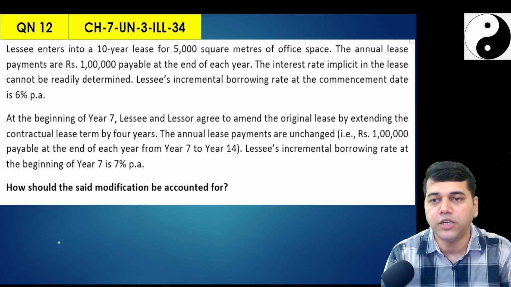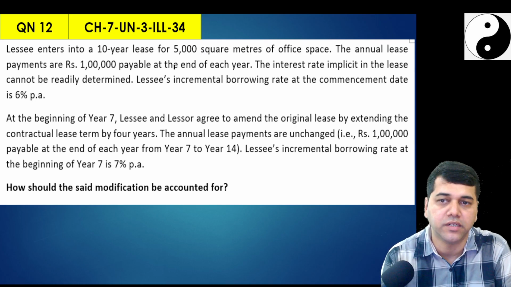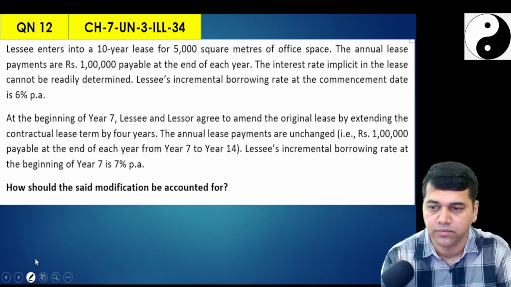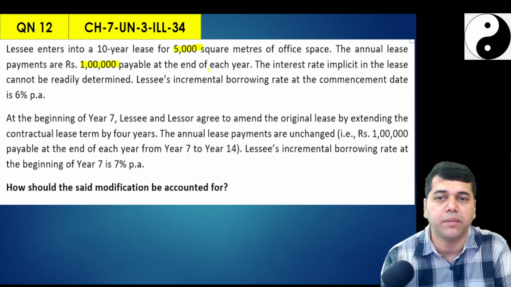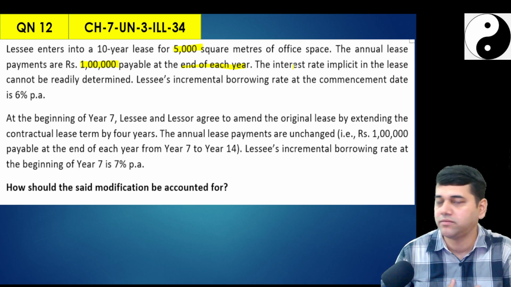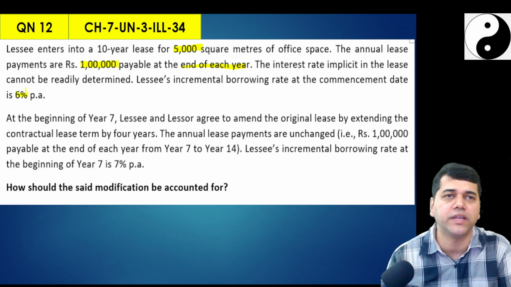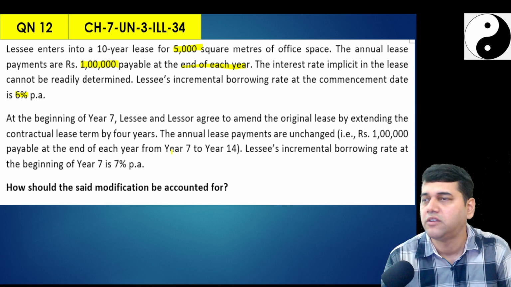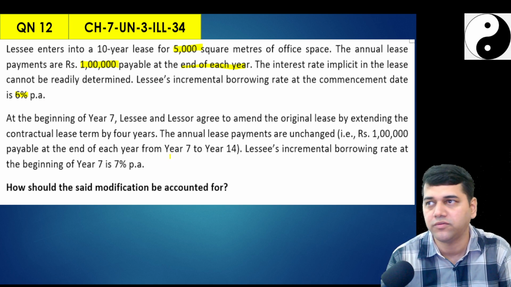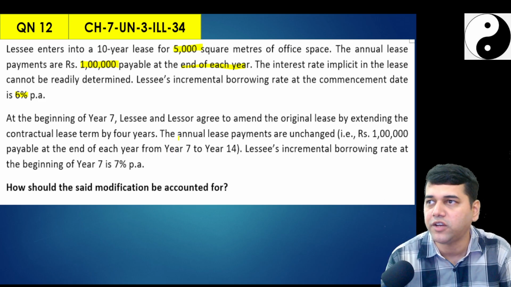Lessee enters into a 10-year lease for 5,000 square meters of office. The annual lease payments are 1 lakh payable at the end of every year. Interest rate cannot be decided, so you took the borrowing rate of 6%. So it's a very plain, easy question. Fixed rent, no remeasurements. For the next 10 years, I'm going to pay 1 lakh each year. Present value, annuity factor, you multiply, you get the present value.